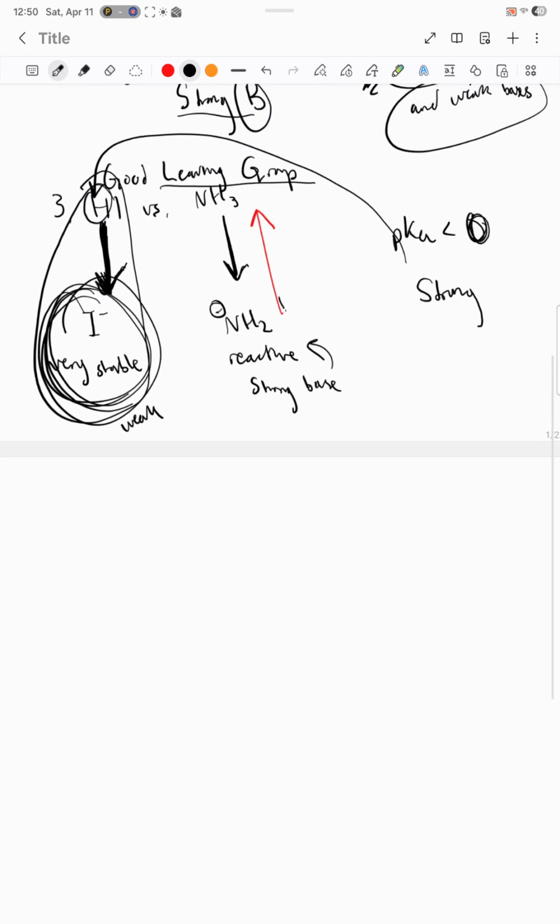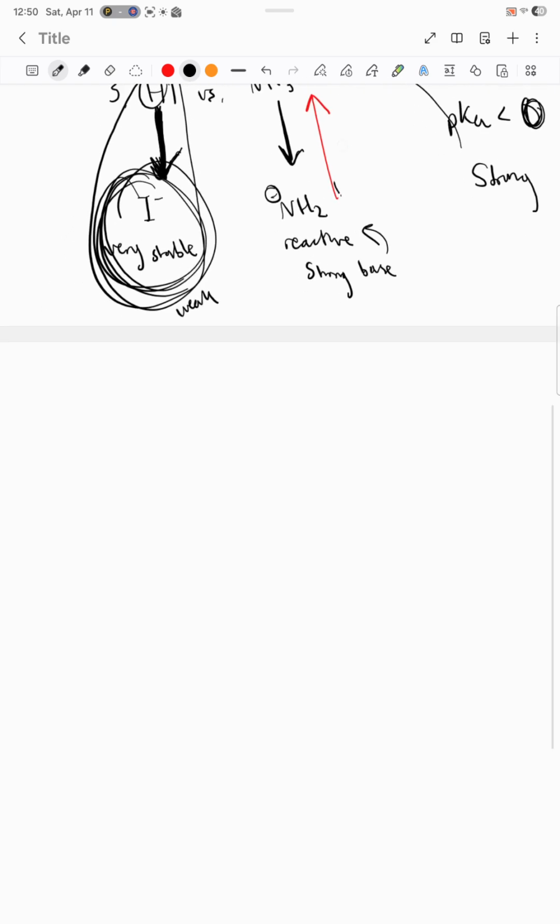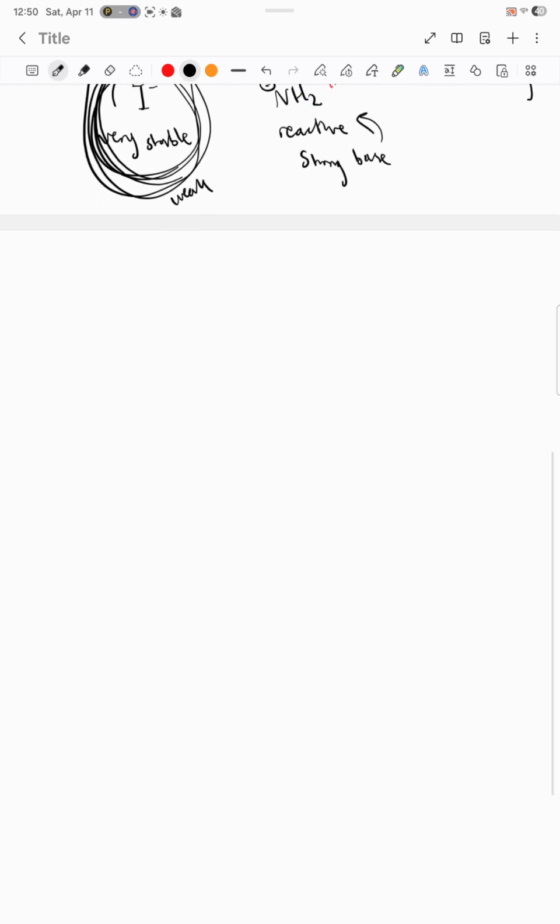Alright, moving on. We know that good leaving groups shift the equilibrium forward into their conjugate base, which is weak or very stable. So we got that. Now 7.6 is about the stability of alkenes.